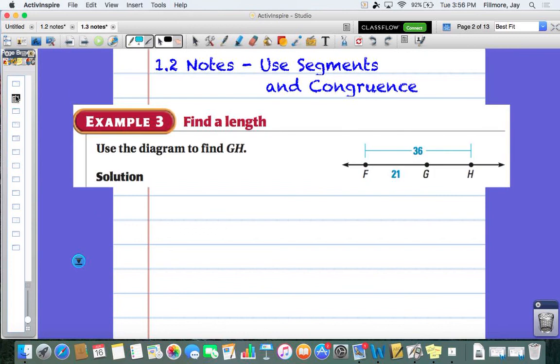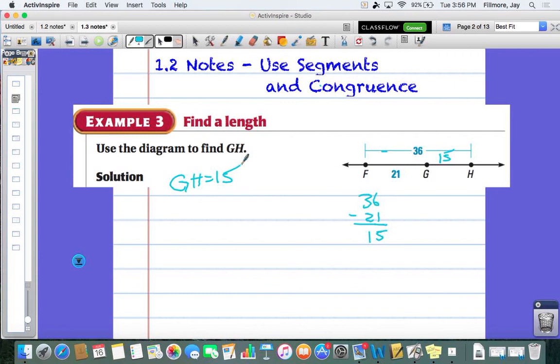Again, we're using segments and congruence. Congruent is something that's new that we're going to be talking about. So we're going to use this diagram to find GH. Well, if the whole thing is 36, and we know part of it's 21, you subtract 36 and 21, you end up with 15. There's your missing piece for GH. So GH equals 15. All right?